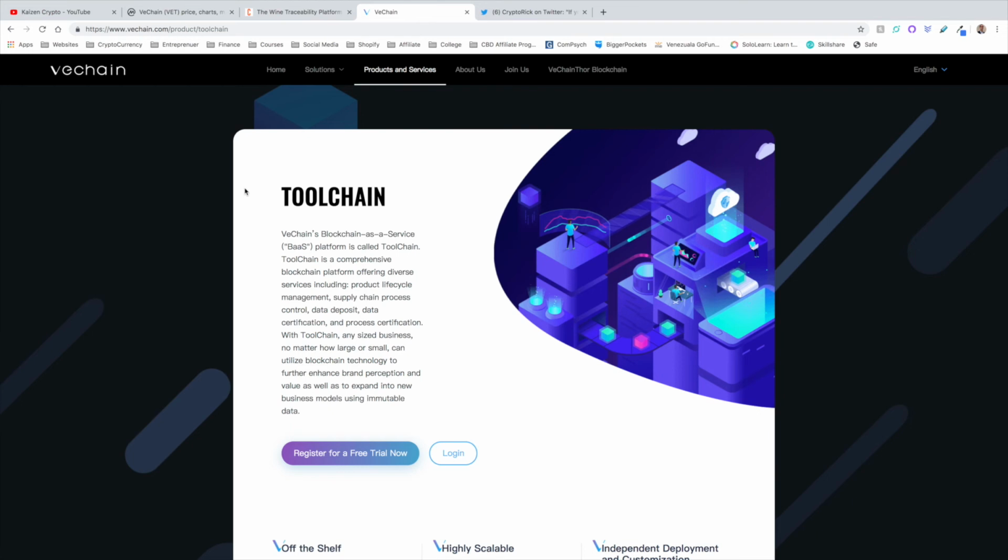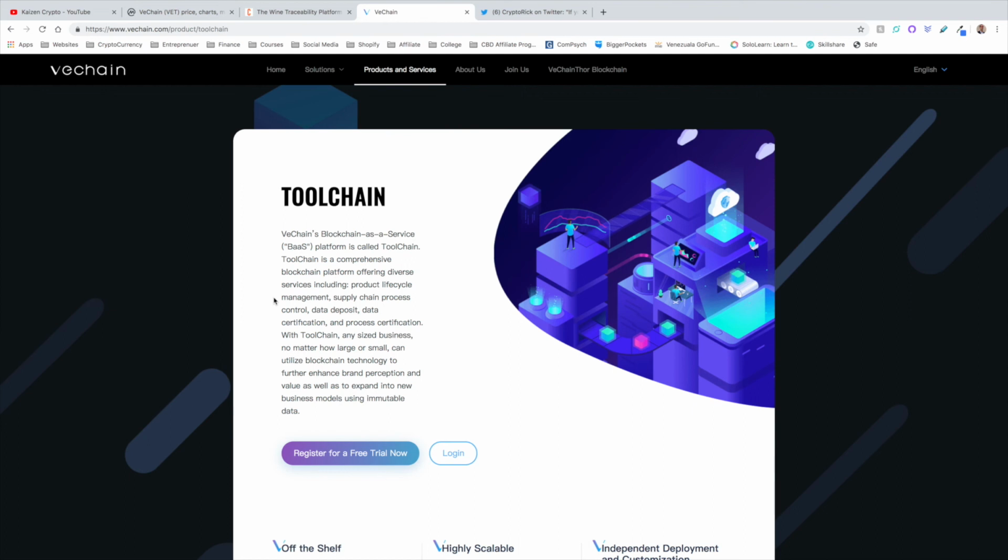So right here, if you click on products and services on the Vechain website, they describe the Toolchain as this right here. Vechain's blockchain as a service platform is called Toolchain. So Toolchain is a comprehensive blockchain platform offering diverse services, including product lifecycle management, supply chain process control, data deposit, data certification, and process certification. So with Toolchain, any size business, no matter how large or small, can utilize blockchain technology to further enhance brand perception and value, as well as to expand into new business models using immutable data.